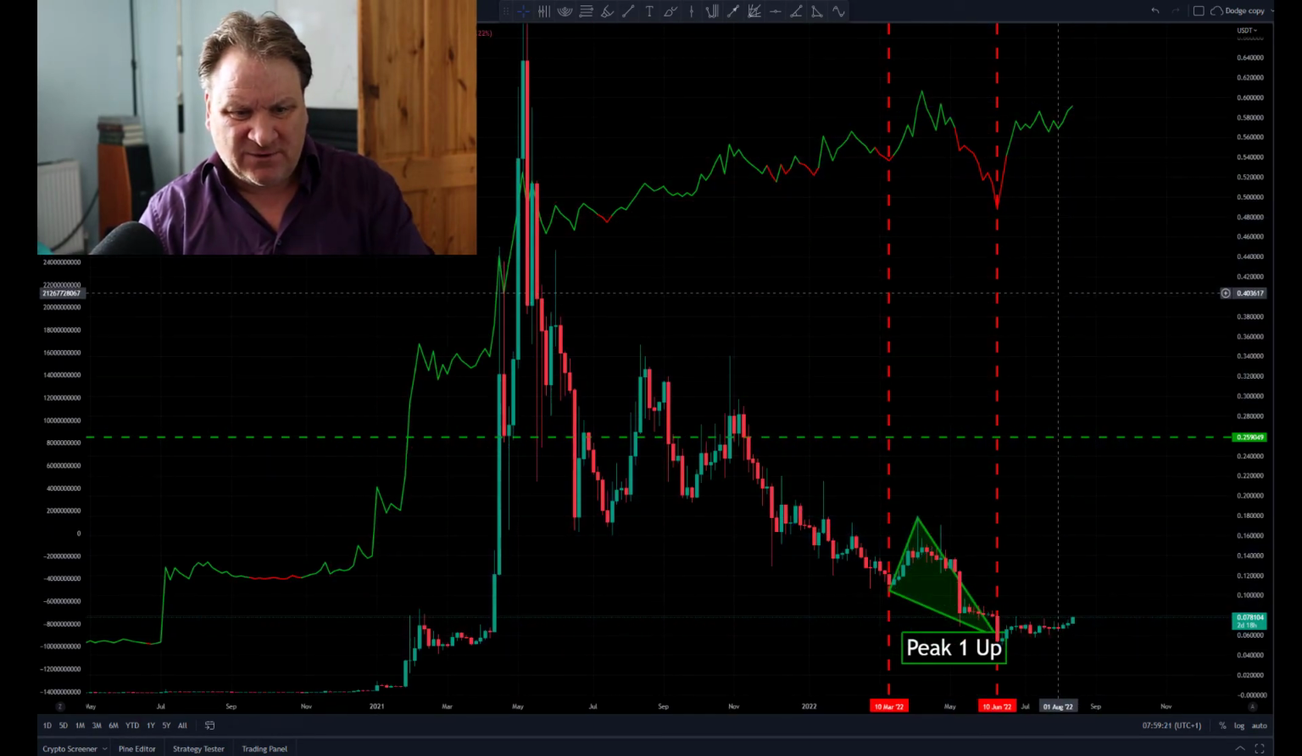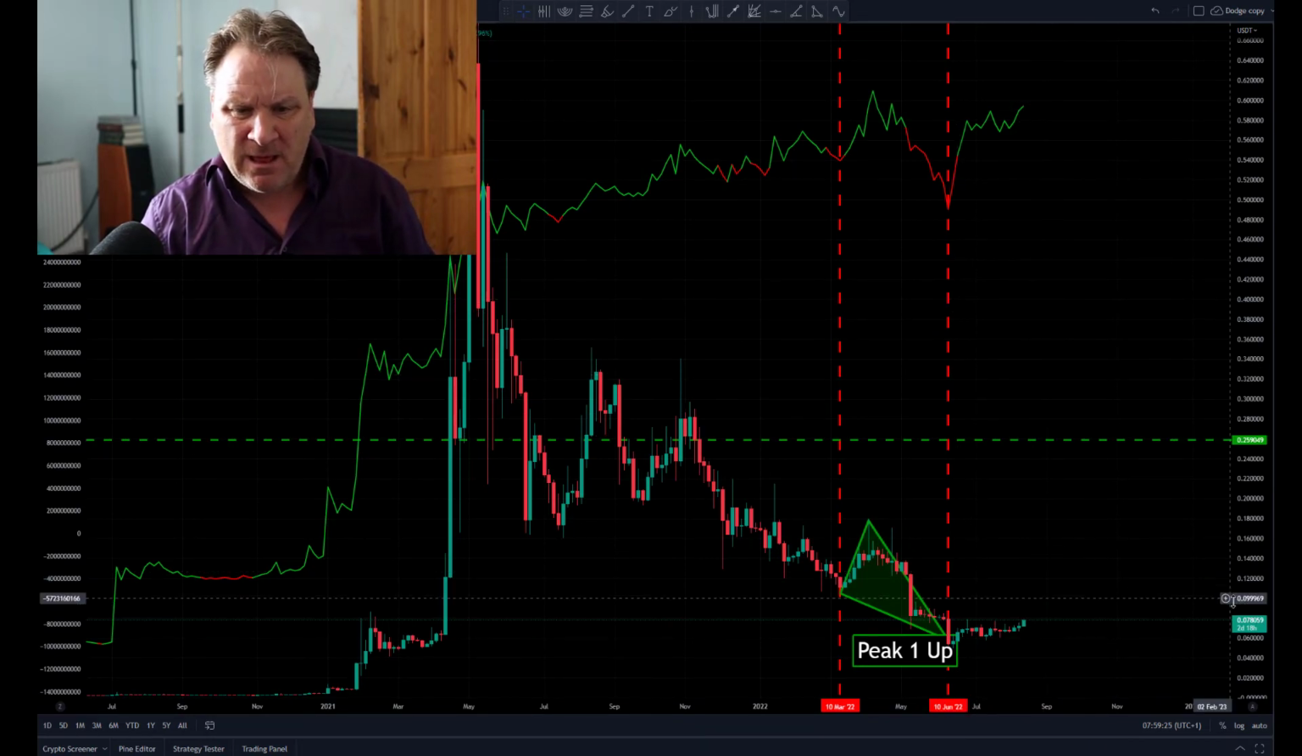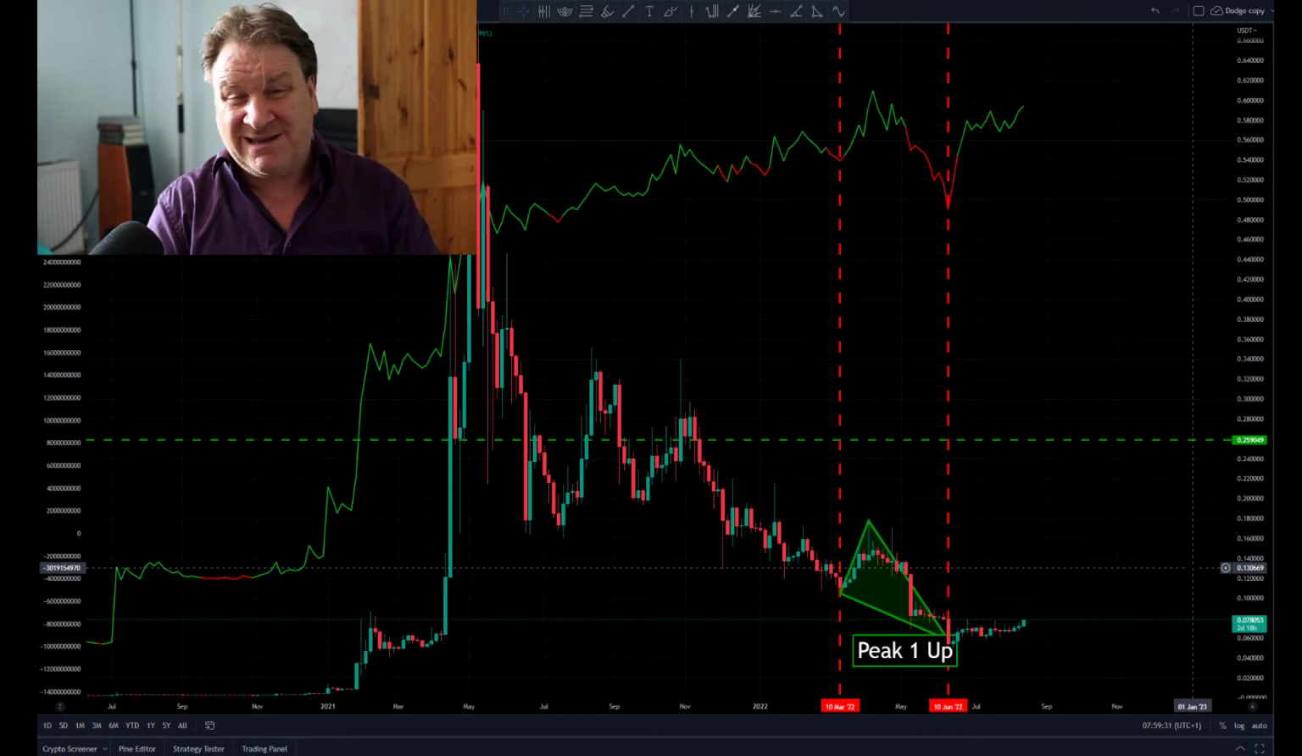So let's have a look where this is going. So at the moment it's on 0.07, and this is going to 0.25, which I think is roughly about 250% gain. So basically, look, if you put $1,000 on there, you're going to make 2.5. Put 10 grand on there, you're going to make 25. Put 100 grand on there, you're going to make $250,000.